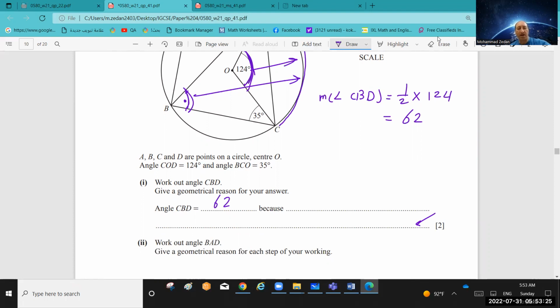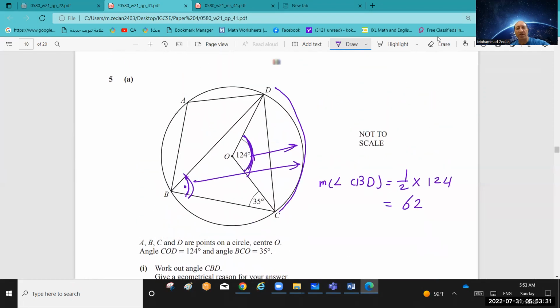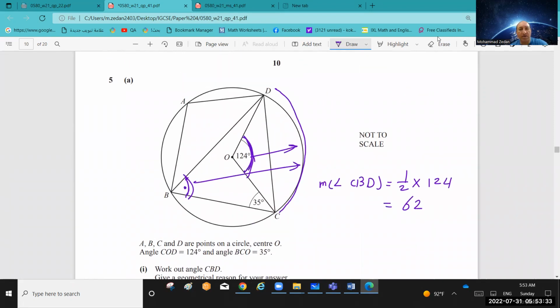Work out the angle BAD. Give a geometrical reason for each of your steps. Okay, what is the BAD here? Yeah, this angle. This angle is also one angle of the cyclic quadrilateral ABCD. I can find it if I know angle BCD. Of course, this is an isosceles triangle. You have to write this.